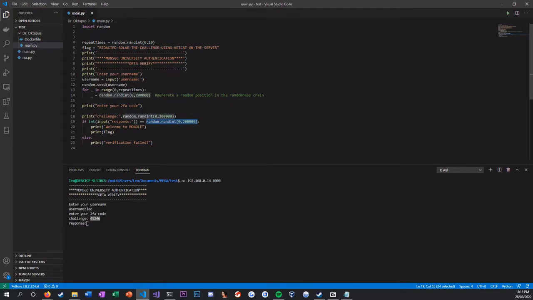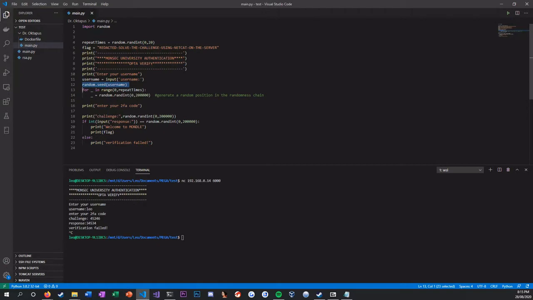Now, a 1 in 200,000 chance is quite low, and so I'm very certain that we're not going to guess the right number, and of course we won't. And so we need to find some way to exploit a weakness in this program to get the flag. Now, if you know anything about securely generating random numbers, one thing that may immediately jump out to you is this line here, random.seed(username).